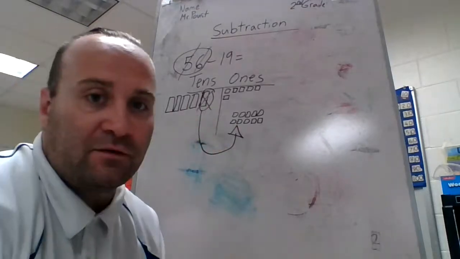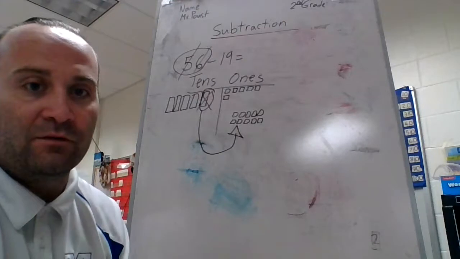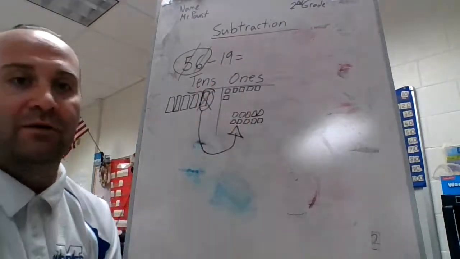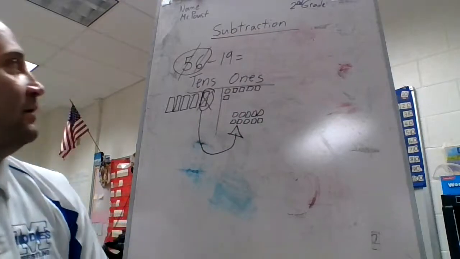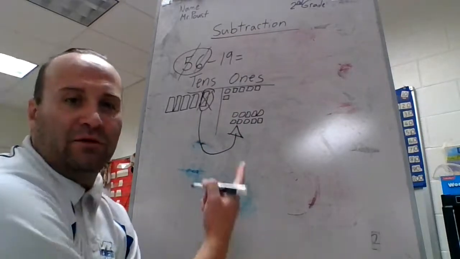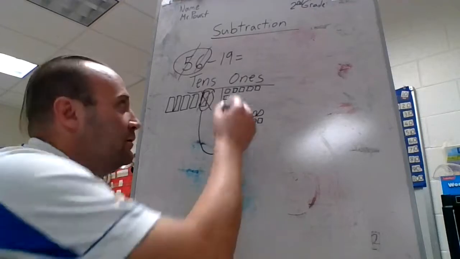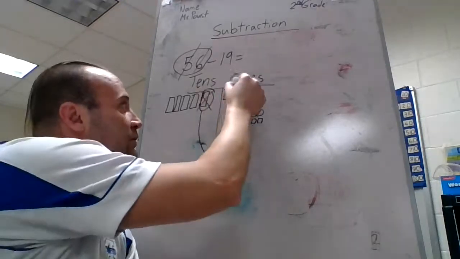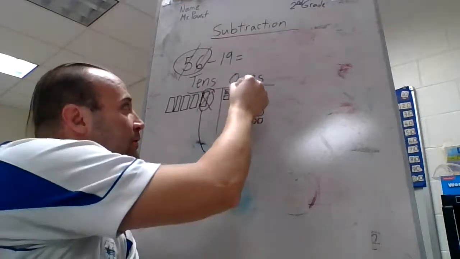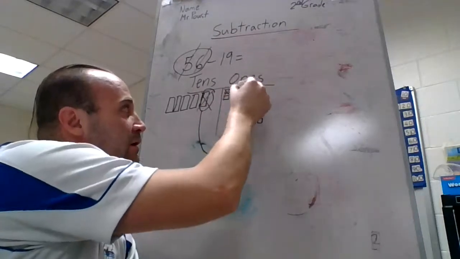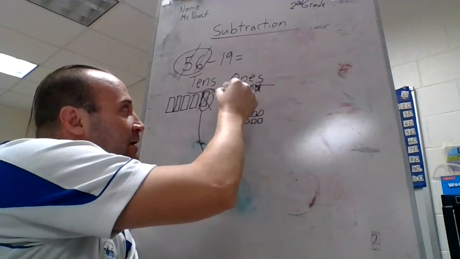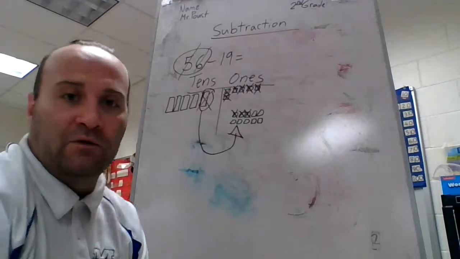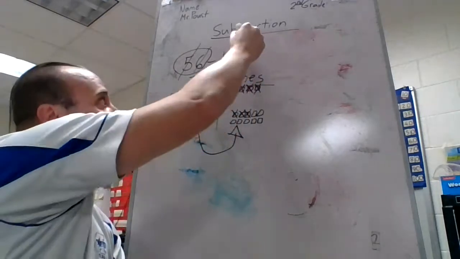Now, when we subtract, can we take away 9 ones? Yes, I agree with you, because we have more than 9. So we can take it away. So let's take away 9 ones. I always like to start at the top, try to keep everything organized. So you can count on me. 1, 2, 3, 4, 5, 6, 7, 8, 9. So we took away 9 ones, and I'm going to cross it out.